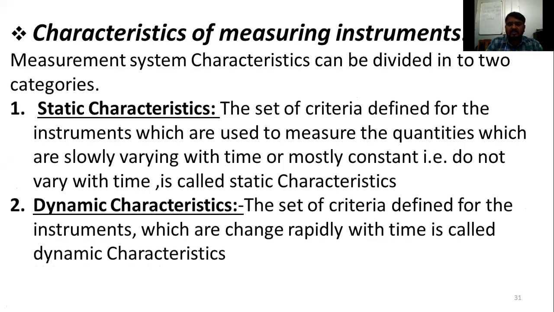All of you know what static means. It will not change with time. It is constant, with negligibly small variation. The quantity which does not vary with time is called static, or constant. All of you have studied the transformer. A transformer is a static electromagnetic device. Static means there is no movement of rotating parts. It is a constant part.